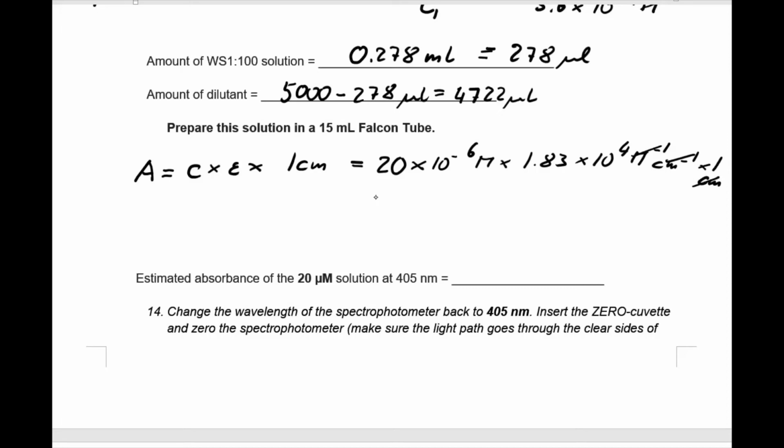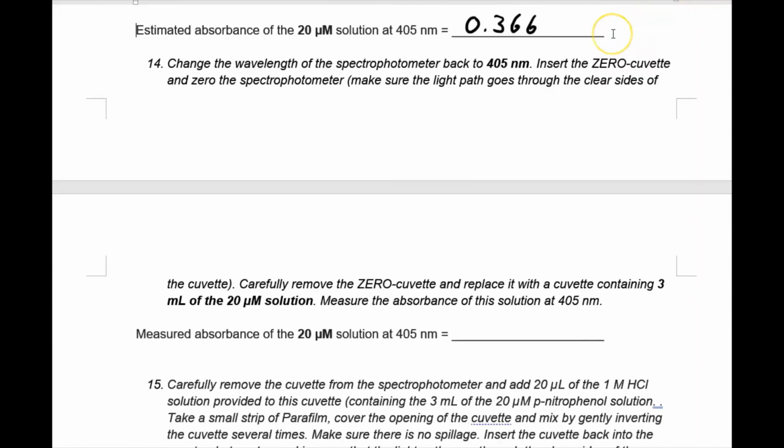The molar cancels out, and we would get for this value an estimated absorbance of 0.366. So hopefully that is something that you found, that we get this. And that should tally with what we measure, 0.366, at least somewhere near it.